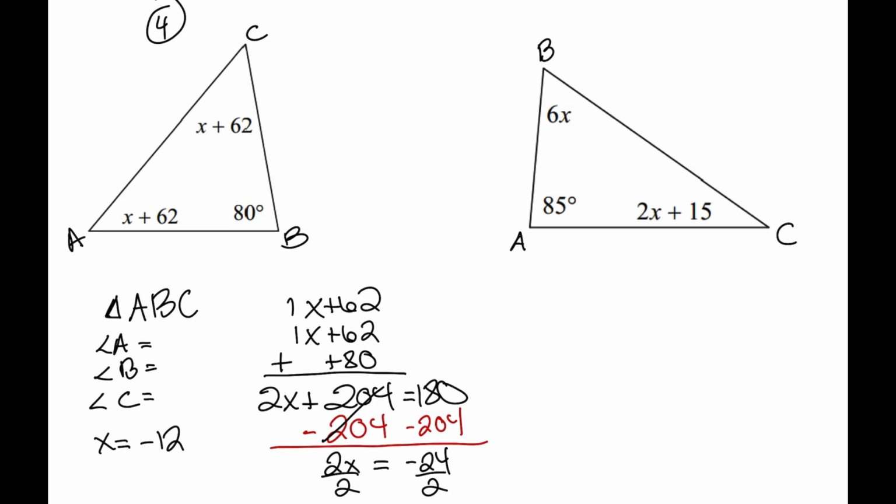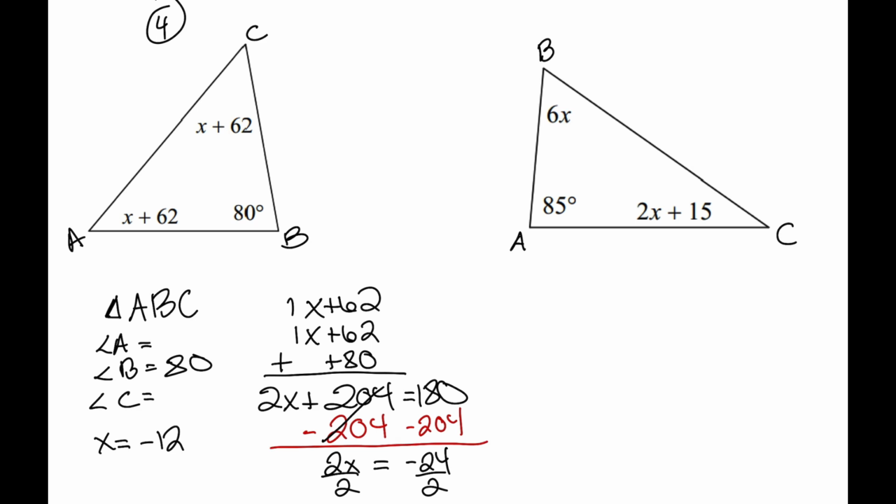Okay? So that's just the value of x. What we need to know is the value of the measure of A, B, and C. So what we got to do with that number is we're going to plug negative 12 in for the missing x. We already know what measure of angle B is. They told us that was 80 degrees, so we don't have to do anything with that one.